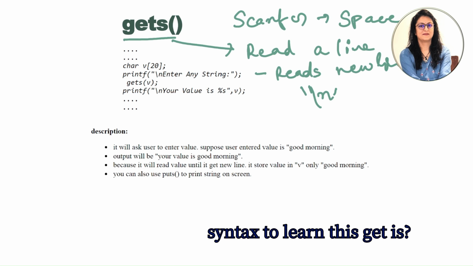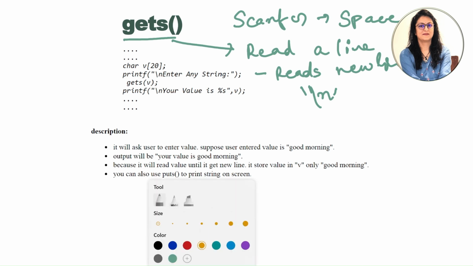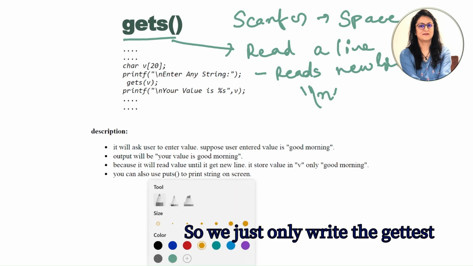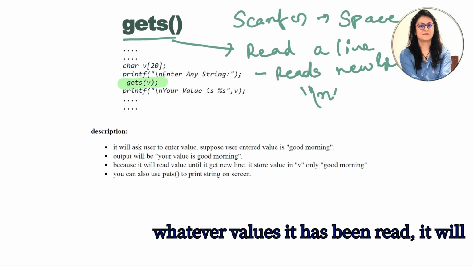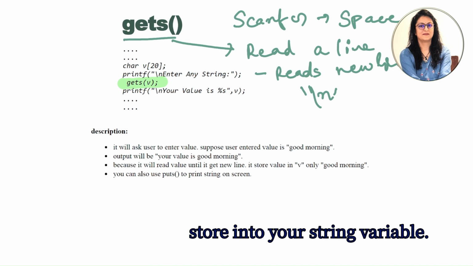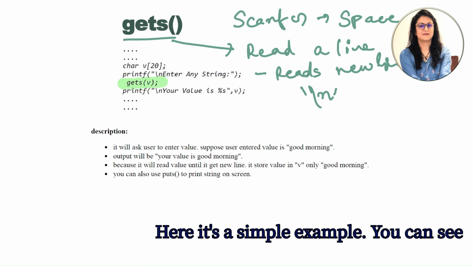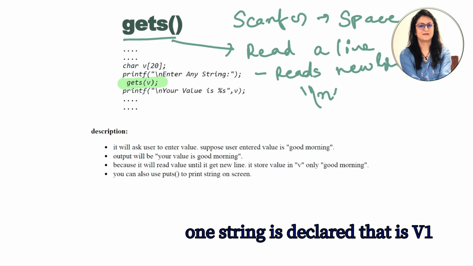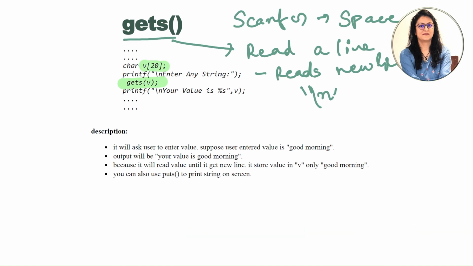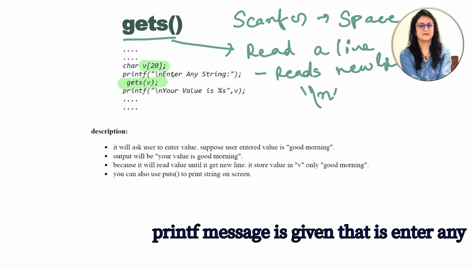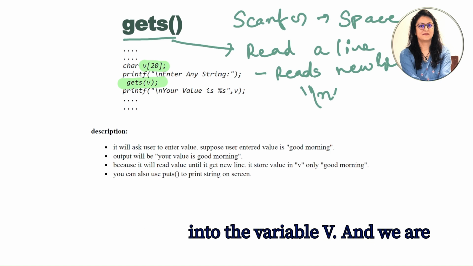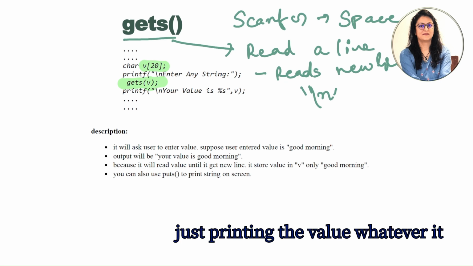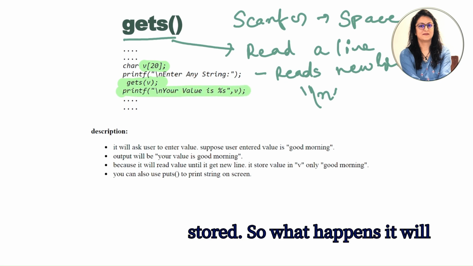So what is the syntax? We just write the gets function and our string name. Whatever values it reads, it will store into your string variable. Here it's a simple example. You can see one string is declared, that is v. One printf message is given, enter any string. We are receiving the string into the variable v, and we are just printing the value that is stored.